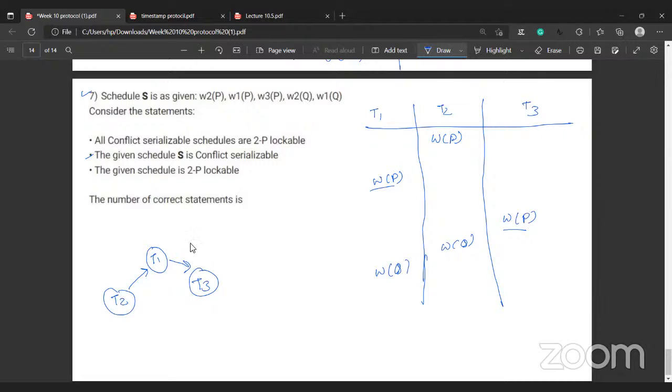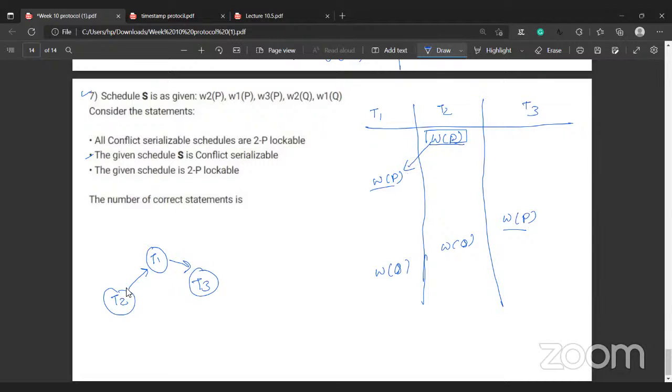Okay, so let's see one by one. W2P, then W1P, then we have W3P, right? Then W2Q and W1Q. Let's see first. Yes, okay. So we have to see every transaction, right? So for T2, you can see that W2 to W1 will be there because these are the conflicting instructions.